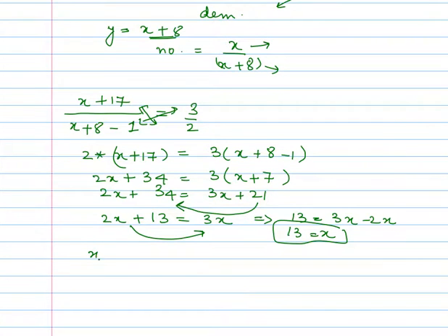So the rational number was x upon x plus 8, because this was the number. So x is 13, we will put 13 upon 13 plus 8, which is 21. So my number is 13 by 21. This is the answer, right? This was the third step.